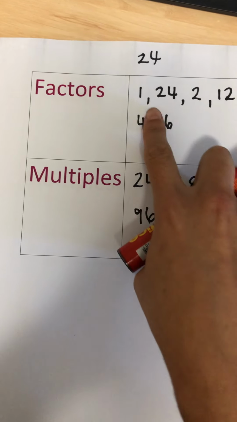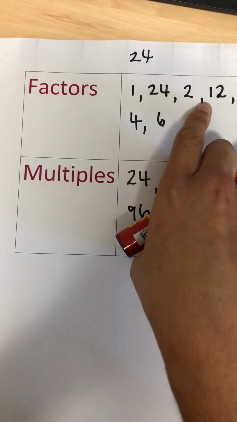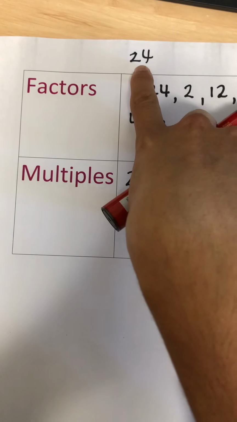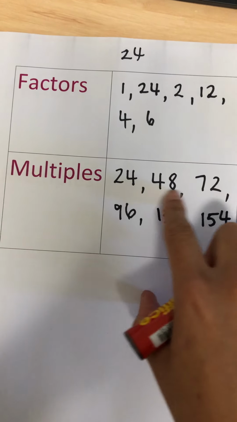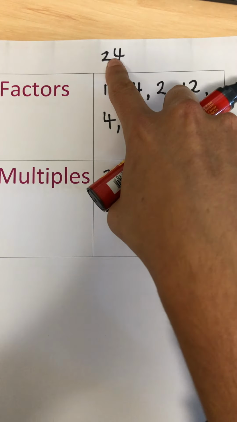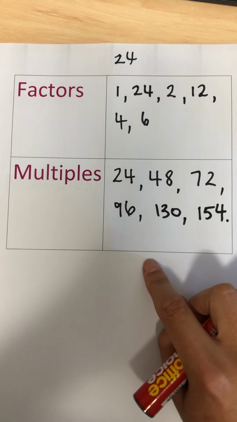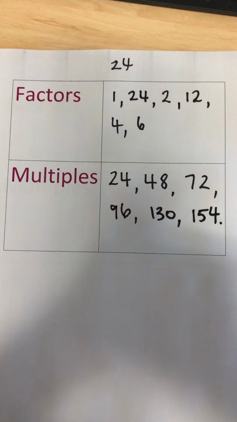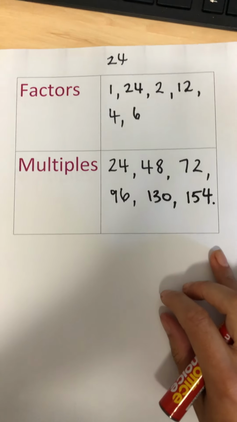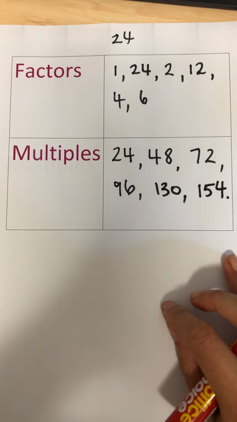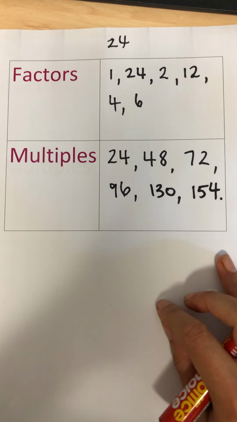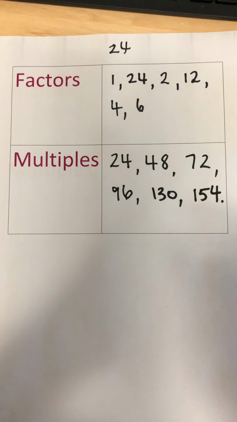So I've got my factors, which are the two numbers that I can times together to get this product. So this is your product up here. Multiples of 24, you're counting up by 24. All right, good job, guys. On the next slide, see if you can complete the table to find the factors and the multiples of the numbers that I have given you. All right, good luck.